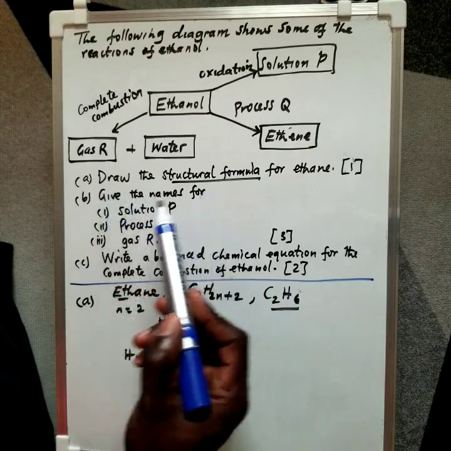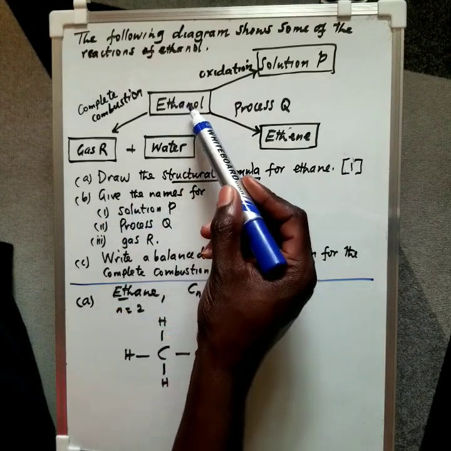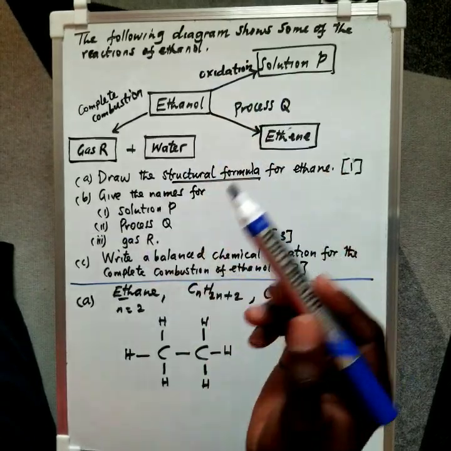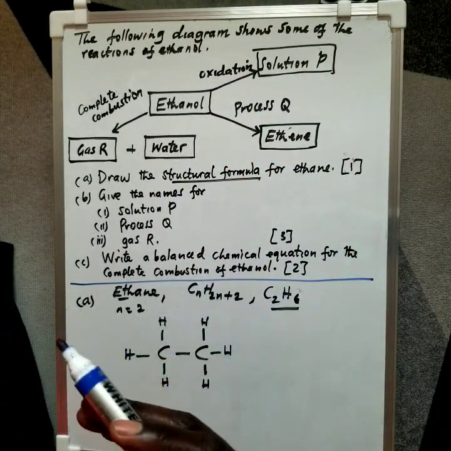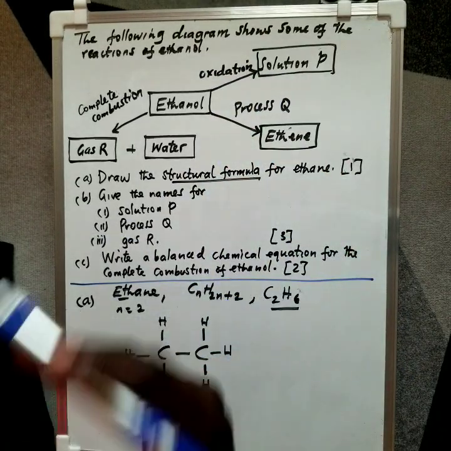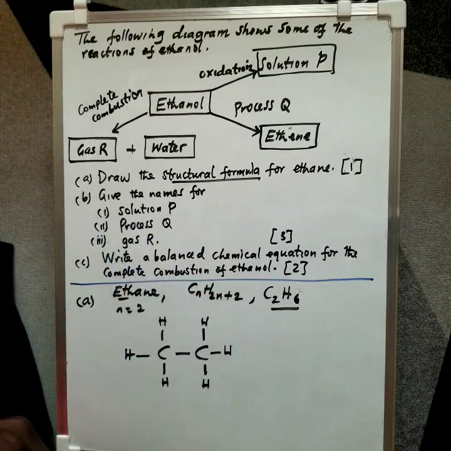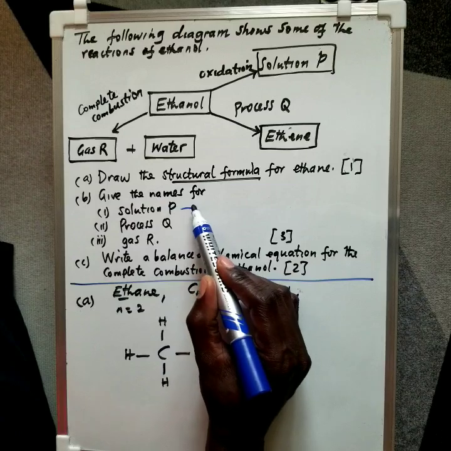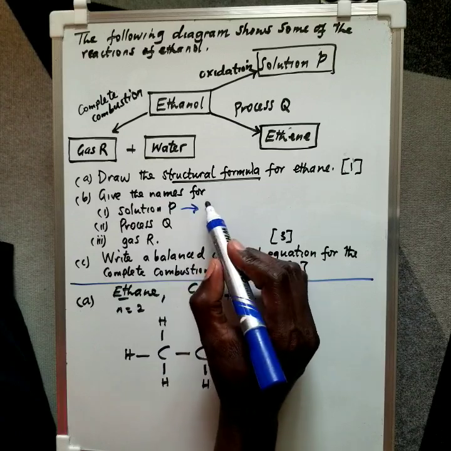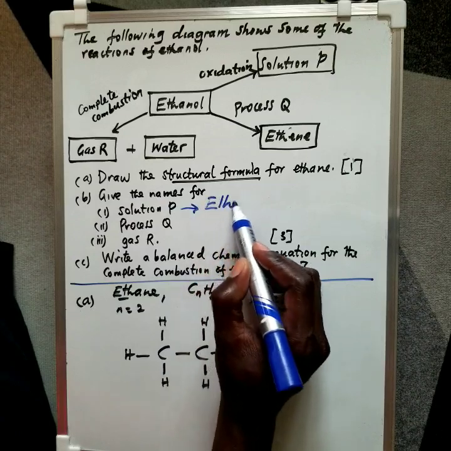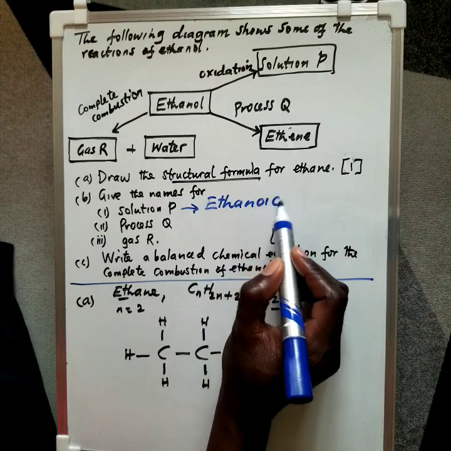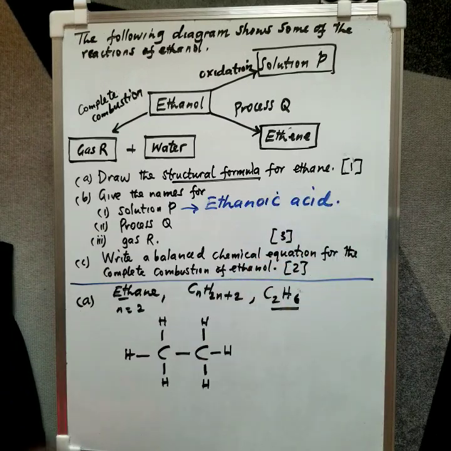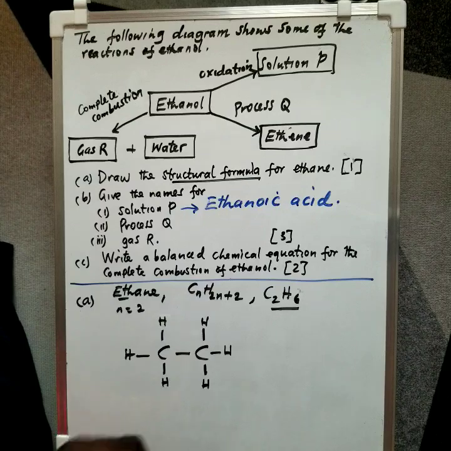So it says give the name of solution P. When ethanol is oxidized, when alcohols are oxidized, they change into carboxylic acids. But because we're using ethanol, the name of solution P is simply going to be ethanoic acid. So that's what you need to remember when it becomes oxidized.